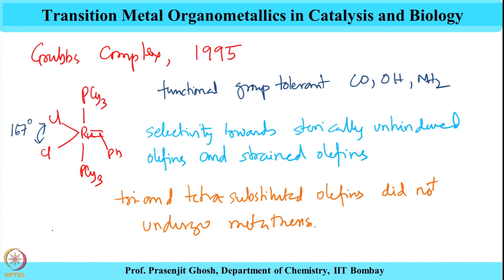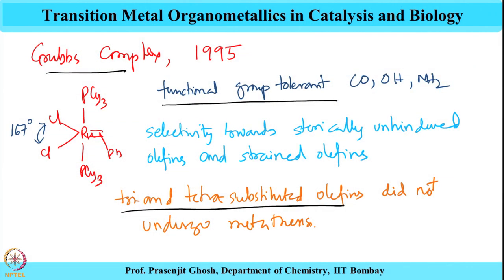Now, when one compares the Grubbs complex with the Schrock complex as discussed earlier, one major difference is that this is exactly opposite in terms of being functional group tolerant. The Schrock compound, which was molybdenum, was highly reactive towards functional groups and intolerant, and hence the catalyst would get poisoned in presence of various functional groups like COOH and NH2, whereas the Grubbs ruthenium complex is exactly the opposite. It does not get affected by the presence of other functional groups, and hence the catalyst would survive the presence of other functionality and would effectively carry out the catalysis.